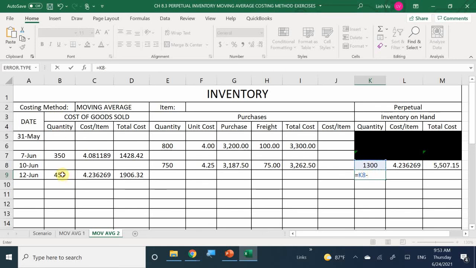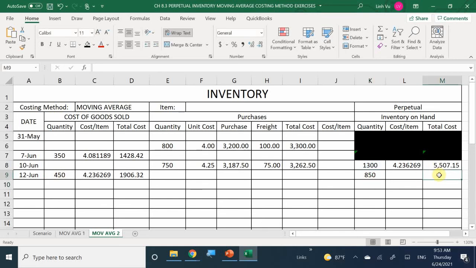So then I'm going to update my inventory. How much should I now have available? What's my new quantity? 850. Good. What's my new total cost?